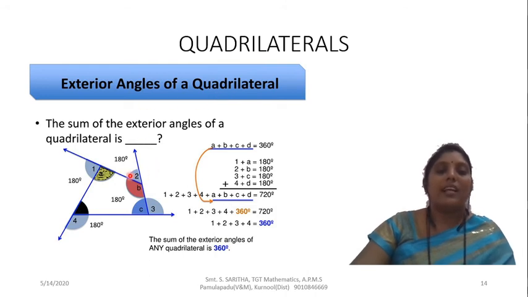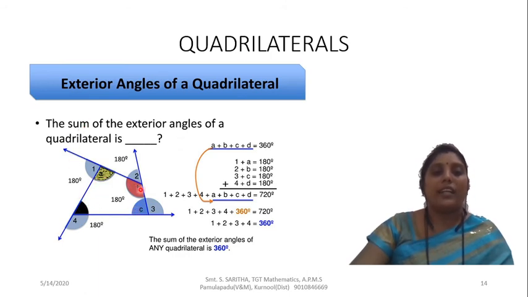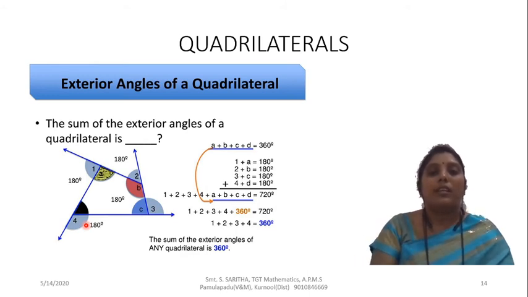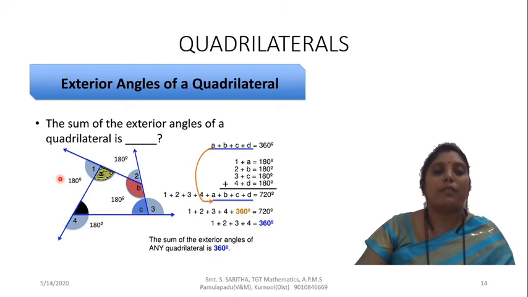Now, coming to the exterior angles of a quadrilateral. Exterior angle is formed when you extend any side of a quadrilateral. If you extend the side of a quadrilateral, exterior angles are formed. Now, in the figure, when you observe, A, B, C, D angles are interior angles, and angle 1, angle 2, angle 3 and angle 4 are exterior angles. We are going to find out the sum of the exterior angles of a quadrilateral, that is the sum of angle 1, angle 2, angle 3 and angle 4.